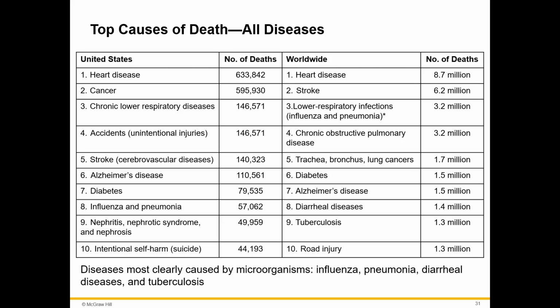And this is a list of the top causes of death. So we see heart disease, cancer, chronic lower respiratory diseases, accidents, stroke, Alzheimer's disease, diabetes, influenza, and pneumonia. Nephritis, nephrotic syndrome, and nephrosis, and so forth. So you can see how we have respiratory diseases. Those include respiratory infections. And we have influenza and pneumonia, which is one of the top 10. And that's in the United States.